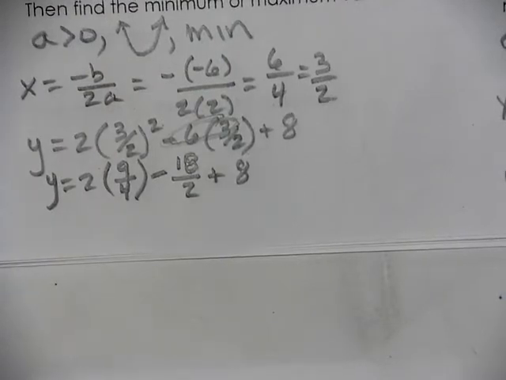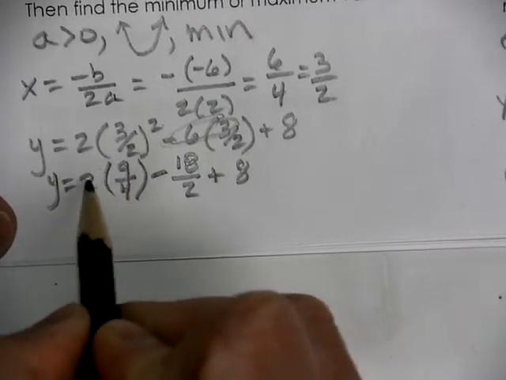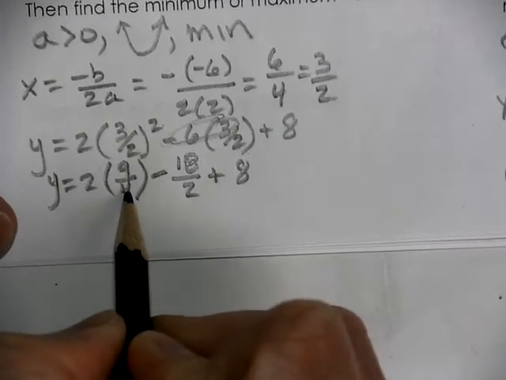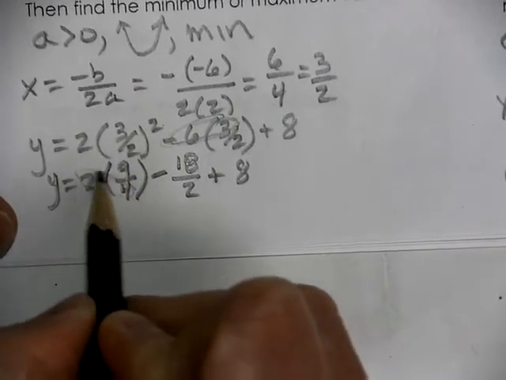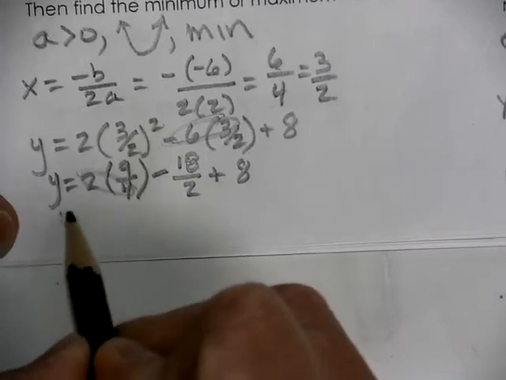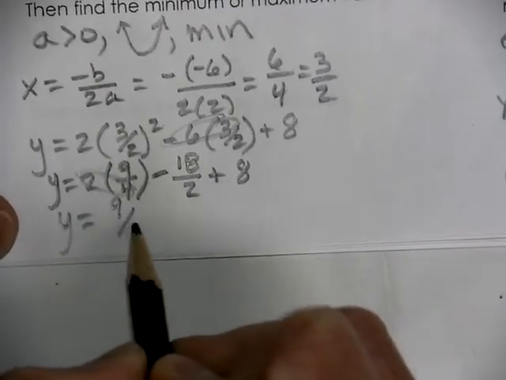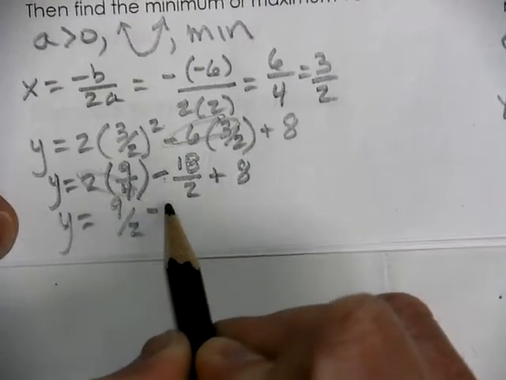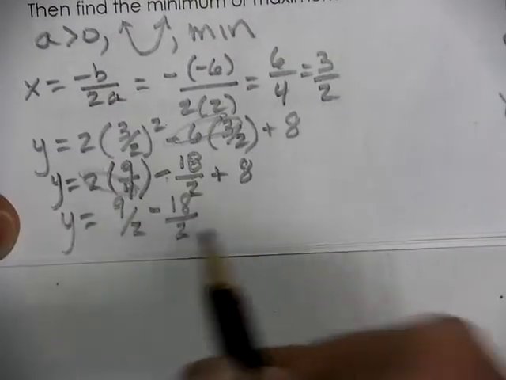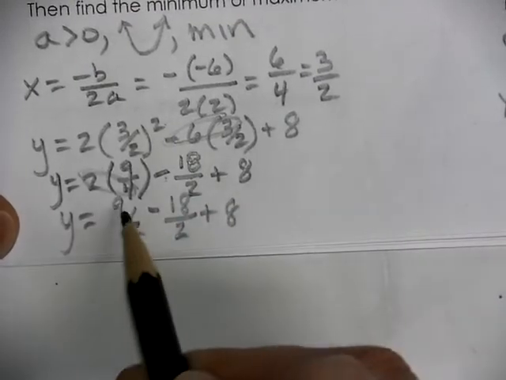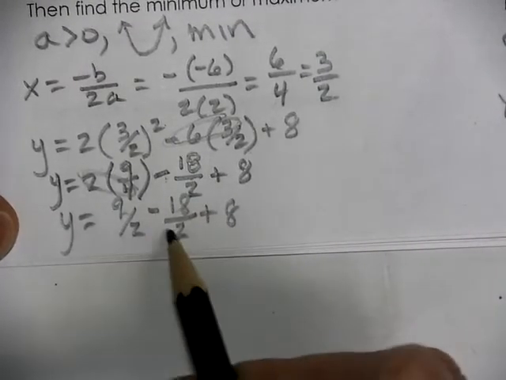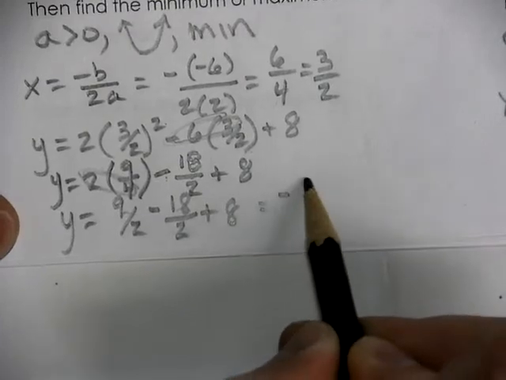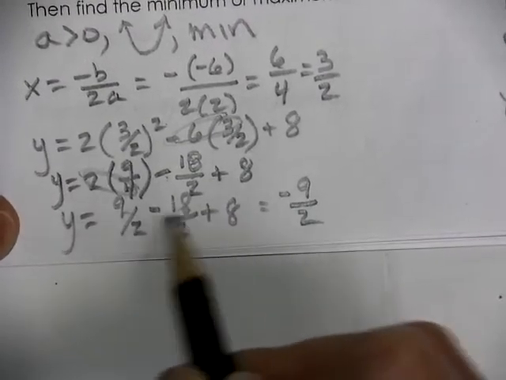That's a little crazy looking. Can any of that be simplified? Well, some people look here and you might say 18/4. That could work, or you might divide out or simplify. So you have 9/2 minus 18/2 plus 8. So that's negative 9/2, because they have common denominators.